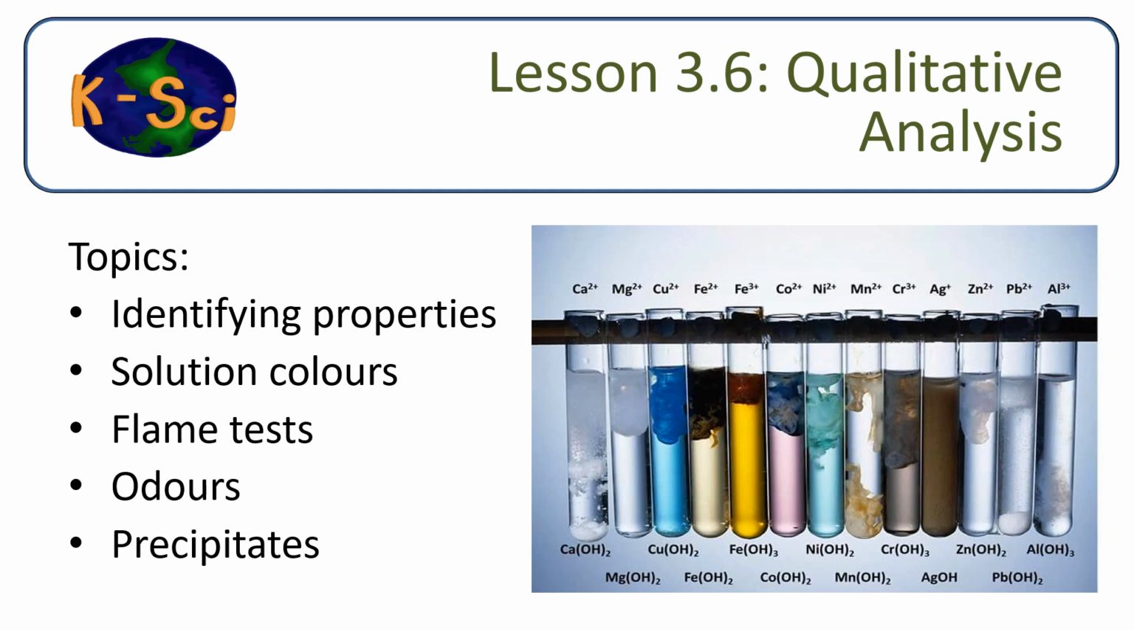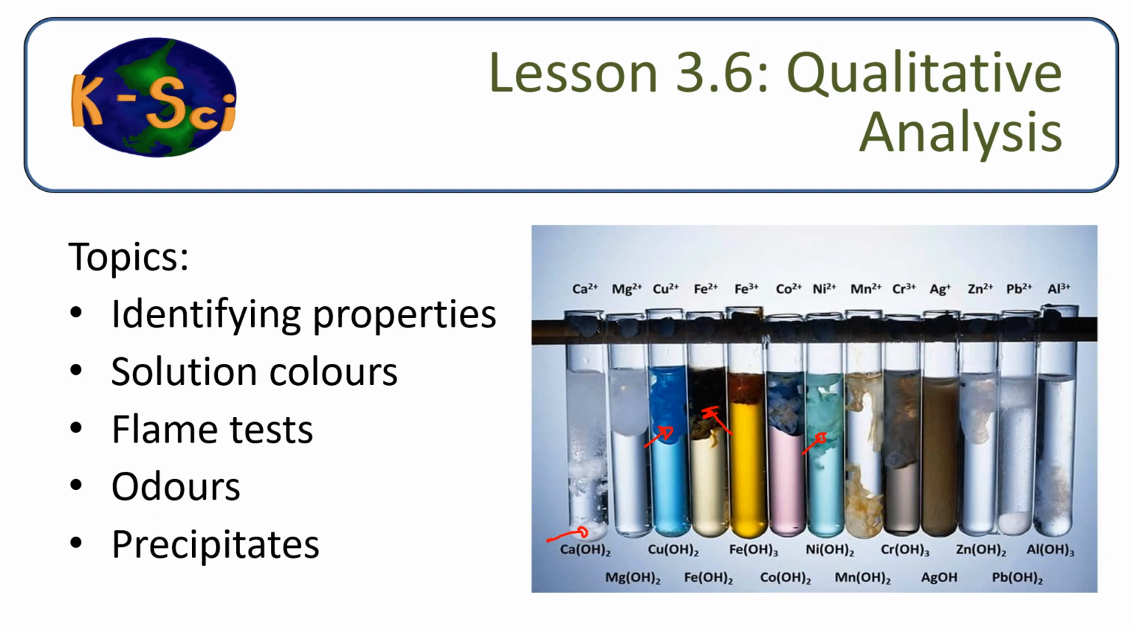Hello there. In this lesson, we're going to talk about qualitative analysis, which is identifying something based on its qualities. So you can see the whole set of different substances here. You've got ions in solution, so various colors of ions you can use that could help you identify the ions by their color. And you also see different precipitates that are also distinct from each other. Some of them are white, some of them are blue, some of them are black. You get all these different types of precipitates.